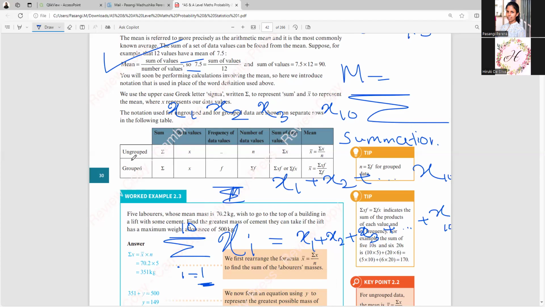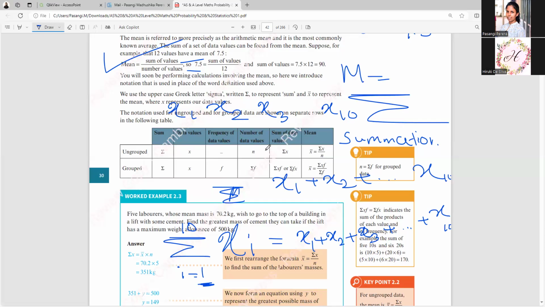So for the ungrouped ones, that means a raw data set, we just need to add all these values and divide by the number of elements. But if it's grouped values, then we have a mid value. We have to calculate the mid value, the midpoint, and also if it's a grouped data set, we have the frequencies as well.